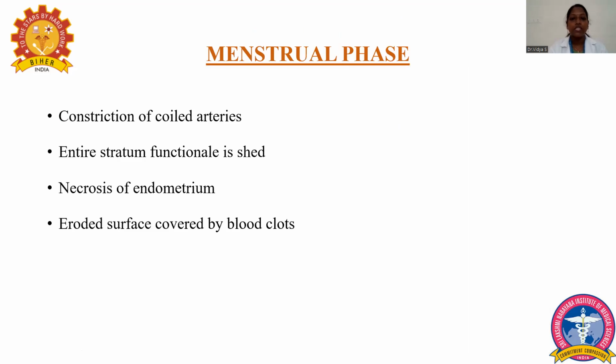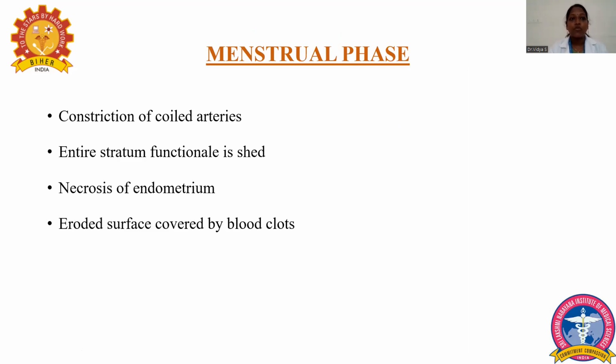So the menstrual phase of the endometrium consists of the constriction of the coiled arteries. But when compared with the proliferative and the secretory, which have spiraled and coiled arteries, here there is a constriction of the coiled arteries. And the entire stratum functionalis is going to shed in the menstrual phase.